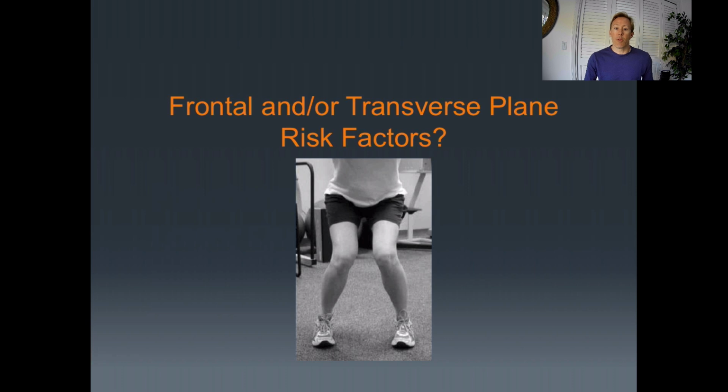Okay, so if we're thinking about the transverse or the frontal plane, in this picture we would think about hip adduction, the knees are coming together. And it's hard to tell from here, we can't see the transverse plane really well, but there may be some hip internal rotation where the femurs are spinning in, and we often see those occurring together, hip adduction, internal rotation.